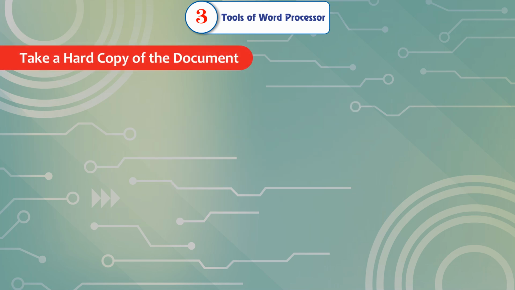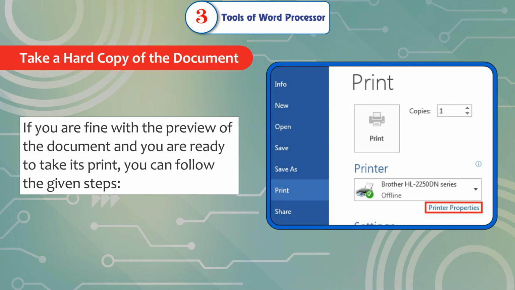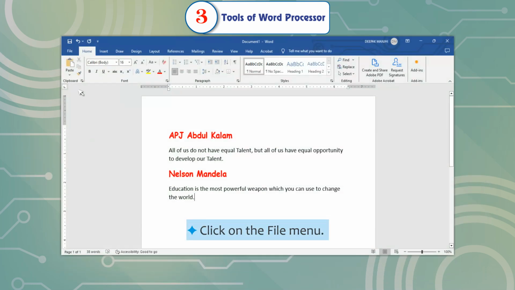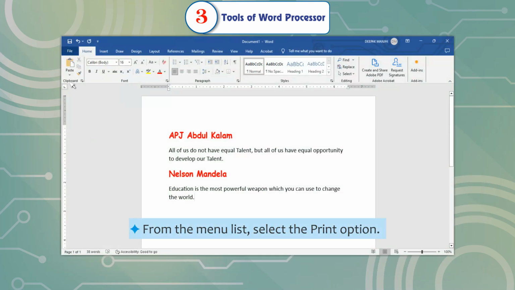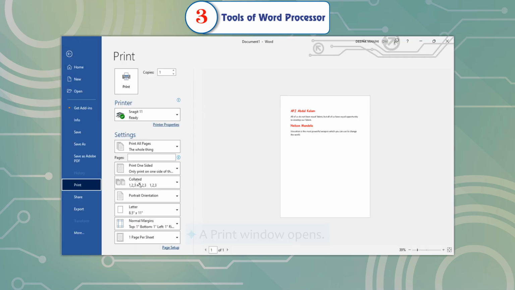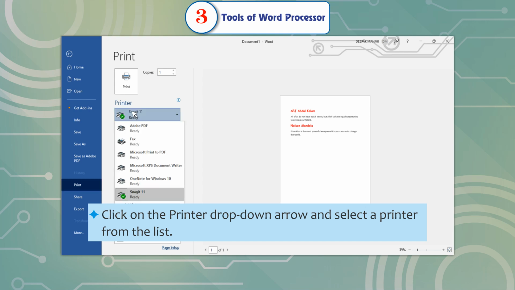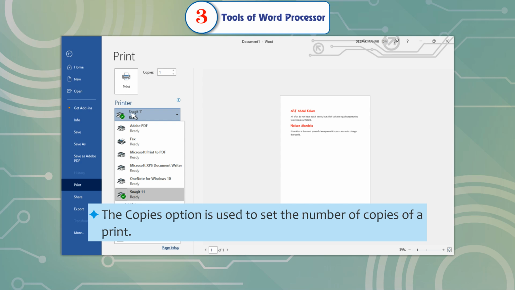Take a hard copy of the document. When you take a print of the document on paper, it is called a hard copy. If you are fine with the preview of the document and you are ready to take its print, you can follow the given steps. Click on the File menu. From the menu list, select the Print option. A print window opens. Click on the Printer drop-down arrow and select the printer from the list. The Copies option is used to set the number of copies of a print.